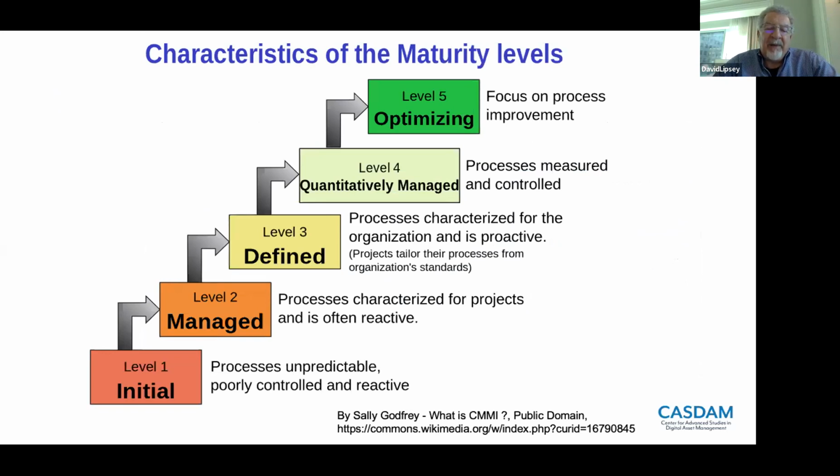And I really appreciate, I learned a lot when this was shared with me when we were studying this 10 and 11 years ago about how to make one of these. This is a process-focused set of categories. And let's just briefly review. Initial processes are unpredictable, reactive. Level 2, managed, they're repeatable. Level 3, defined, they're proactively enforced, and projects tailor their processes from organization standards.